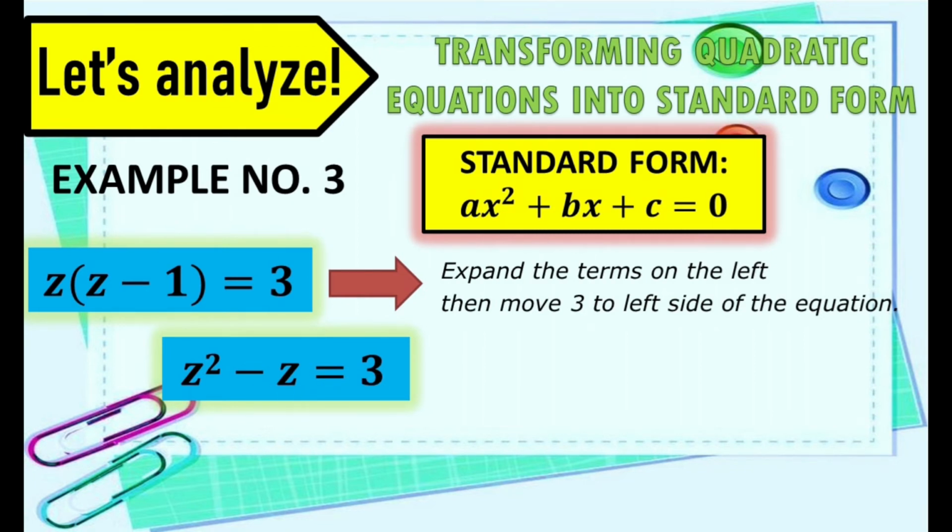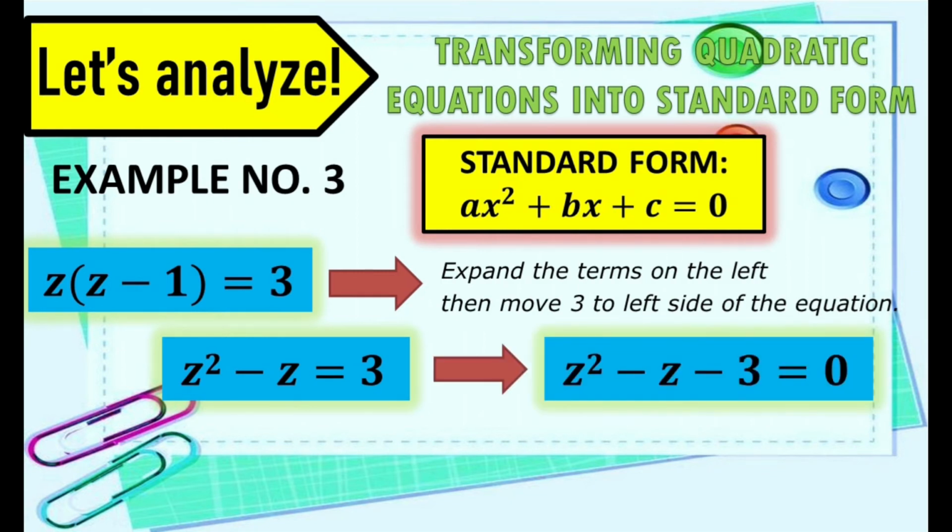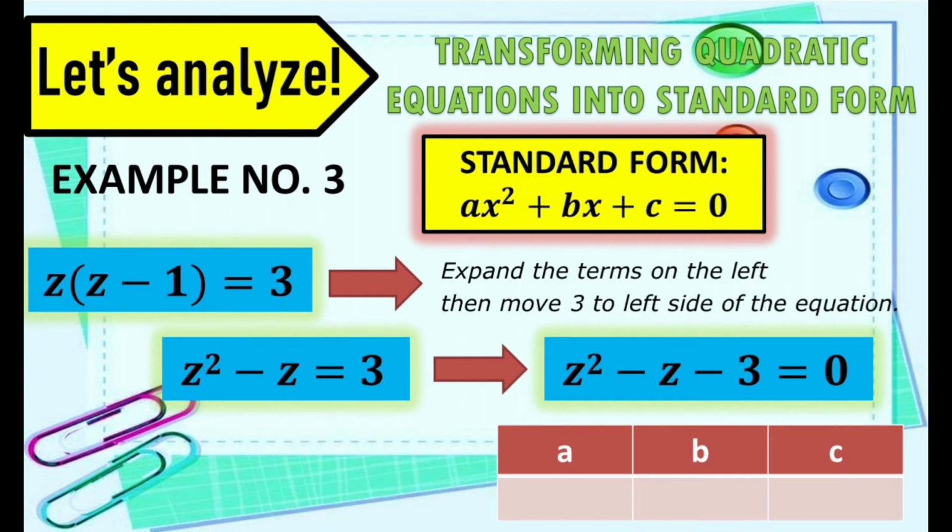Okay, so we have already expanded it. The next thing that we're going to do is move 3 to the left side of the equation. So it would be z squared minus z minus 3 is equal to 0. Let us identify the coefficients. The value of A is 1, our B is negative 1, and our C is negative 3.